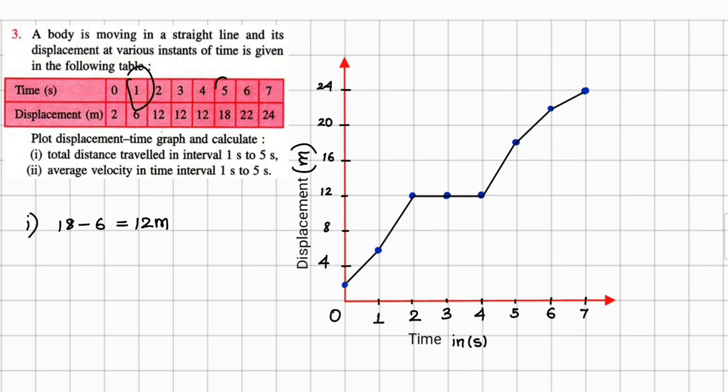Time is how much? From 1 to 5 seconds the time will be 4. So let me write the formula. So that turns out to be 12 upon 4, hence the average velocity is 3 meters per second.